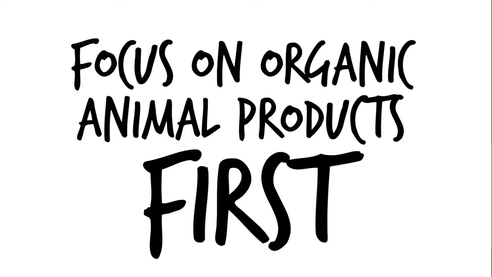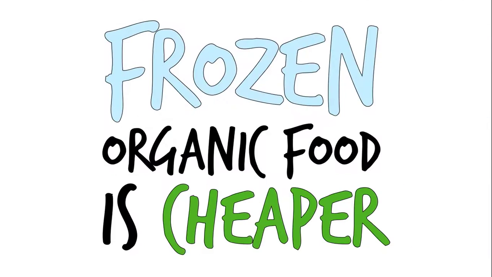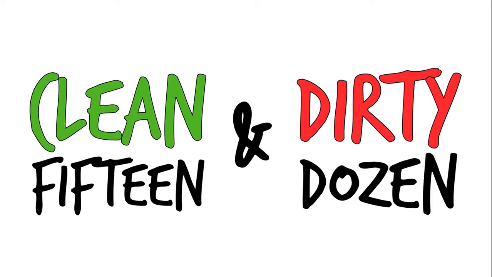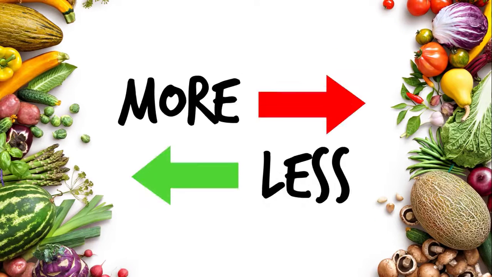I know this can be expensive, so number 2, frozen organic foods are always a little cheaper. Organic fruits, veggies, and meats can usually be found in the freezer section these days. Number 3, use the Clean 15 and Dirty Dozen list for fruits and veggies. Some fruits and veggies require more pesticides to grow than others.